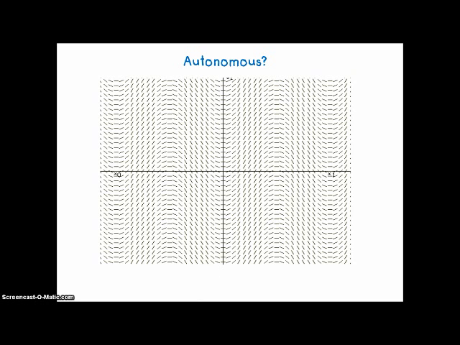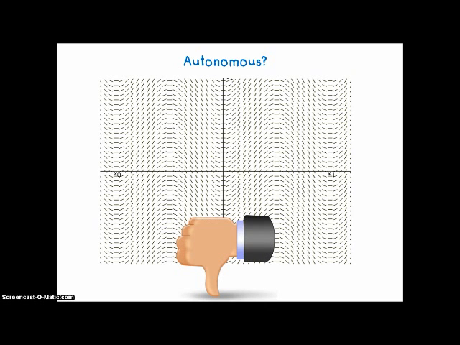What about this one? No. It varies like a sine curve. You've got negative slopes and positive slopes and negative slopes and positive slopes. On each and every line, you've got variation as you move from left to right. So this one is not autonomous.